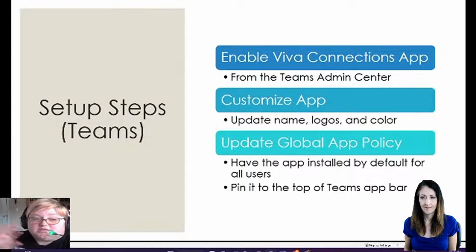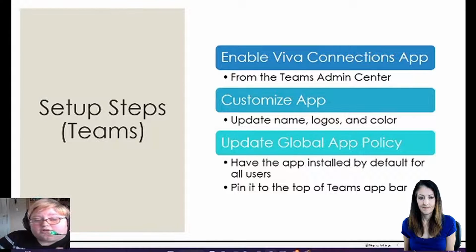In the Teams Admin Center, there's an app called Viva Connections. You are going to find that app and then enable it. There's a little toggle that will allow you to enable it. And then once you enable it, you're going to customize it. This is where you change the name to be whatever the name of your intranet or your hub is.